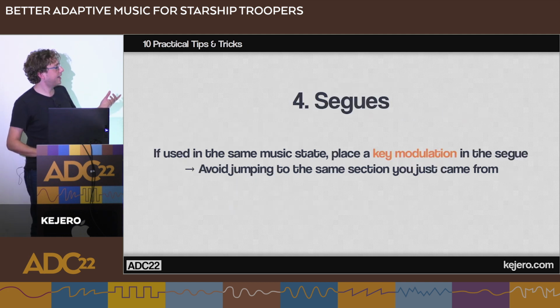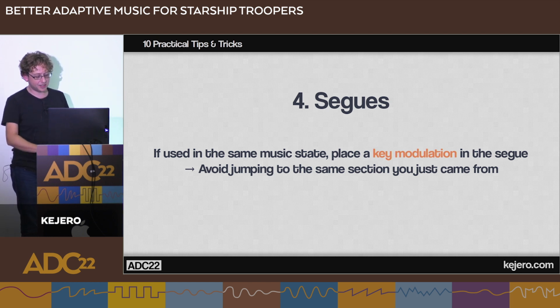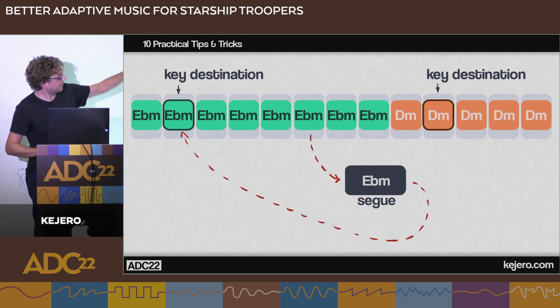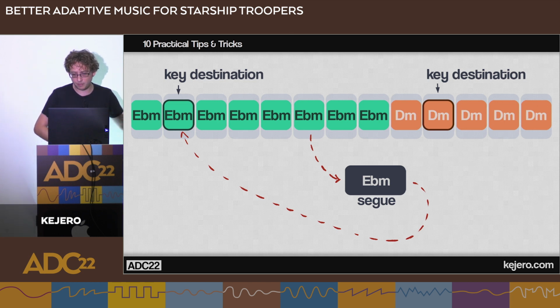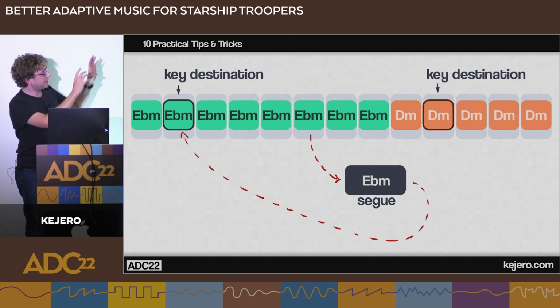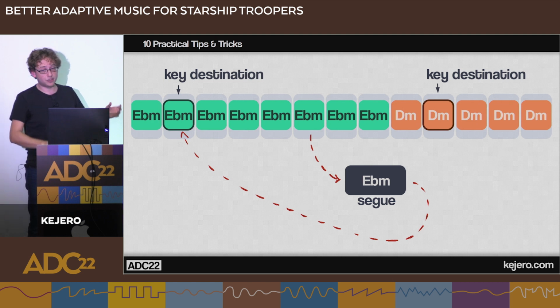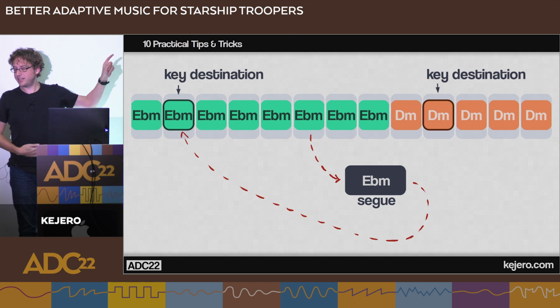If you have a segue that does not transition to another cue, so it stays in the same music state, I always make sure to put a key modulation in there. And the reason is this. If you jump from that E flat minor to the segue, and the segue stays in E flat minor, at the end of the segue, it's now looking for a destination in the same cue we just came from in E flat minor.